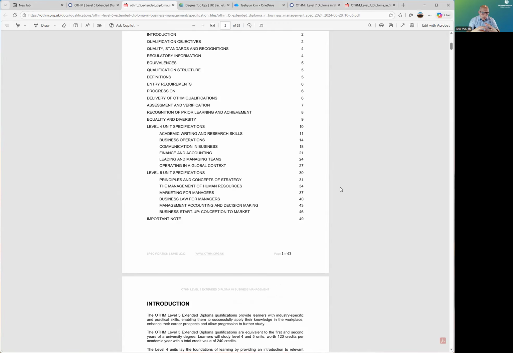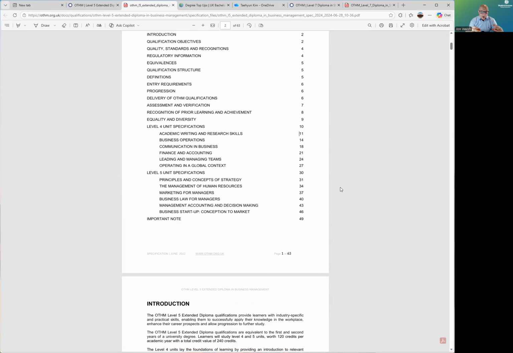So you can see within this program, within the Extended Diploma of Business Management, there are units that cover a range of different aspects that you would also cover in the final year of a degree. For example, a marketing paper, a human resource management paper, a paper about strategy. That's quite a theory-based paper. The final one is business startup conception to market.